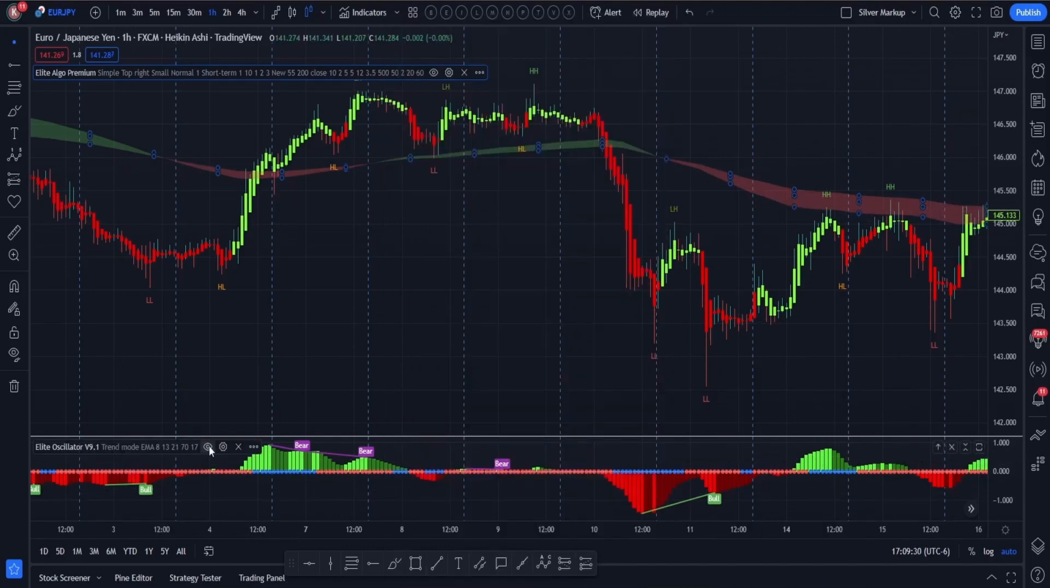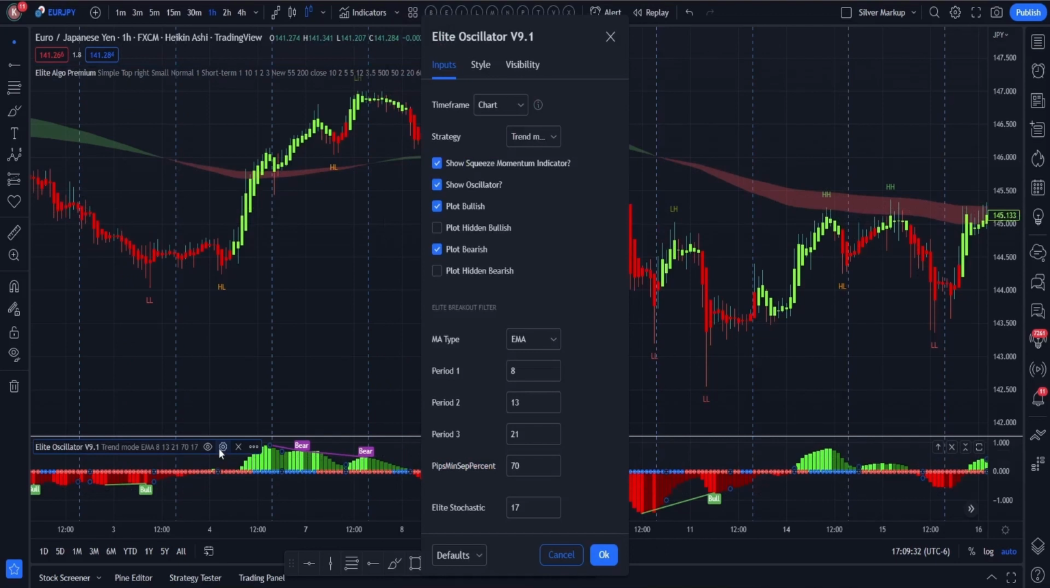Now for the Elite Algo Oscillator, you want to have it on a chart. You want to put it in trend mode, and you want to check your hidden bullish and bearish divergences, so that way you can see more divergences in the markets. The other thing is you want to have your moving average type be EMA, and you're going to change the periods to 8, 13, and 21 and leave the stochastic at 17.